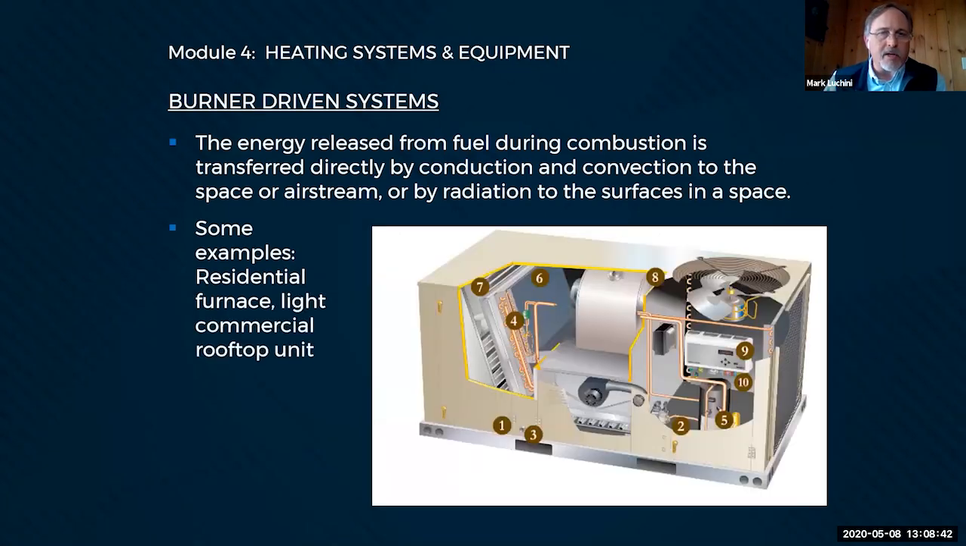Another more modern example would be your standard light commercial rooftop unit. Basically, this is a big air conditioner. You got a cooling coil on the way in, you go through a blower, and then you go through a furnace section on the way out. So this is where we burn the fuel. You'll find a little spout here that lets the flue gases out.